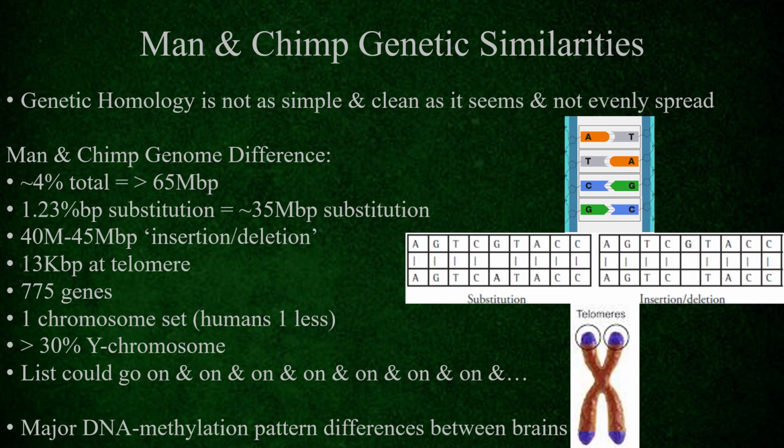And the list can just go on and on of how much difference there is between human and chimp genomes. Not really that similar. And with the genetics, there are even more differences than just the DNA itself, like the letters themselves. There are also major DNA methylation pattern differences between the brains. And DNA methylation, look it up on your own, I won't get into the details, has to do with coding for proteins, has to do with your DNA function, has to do with getting the information to make something.